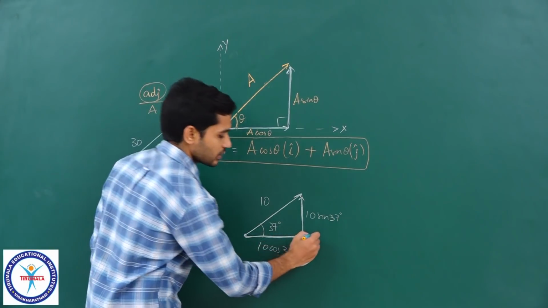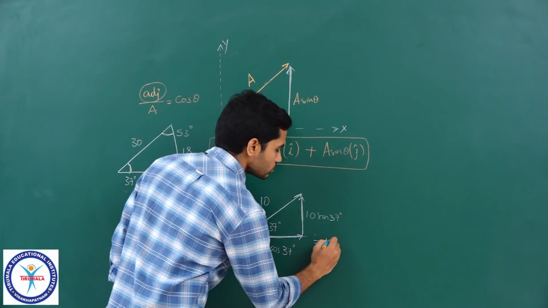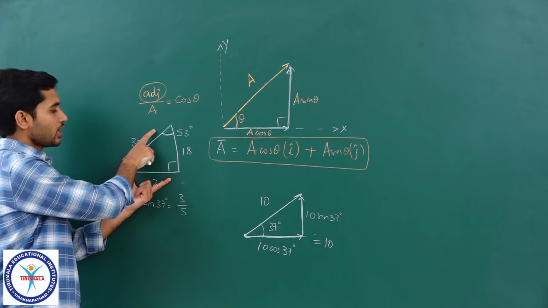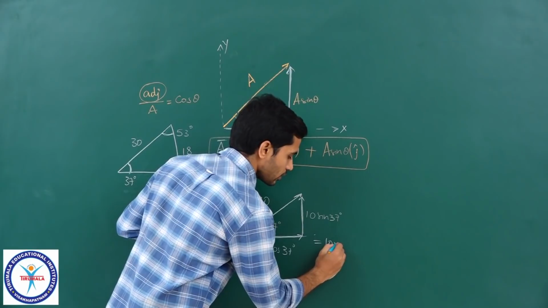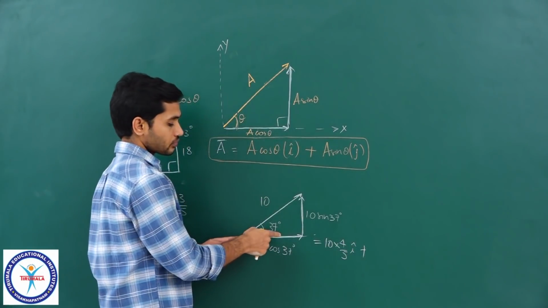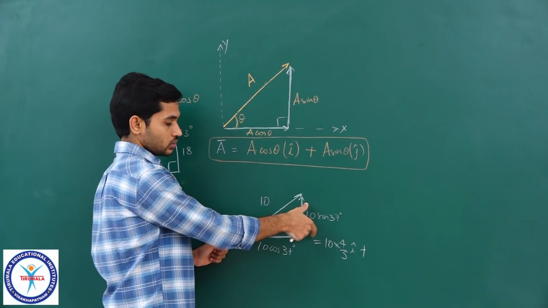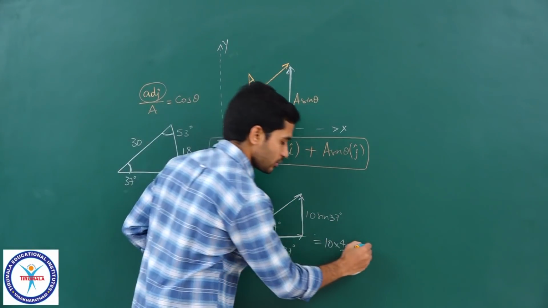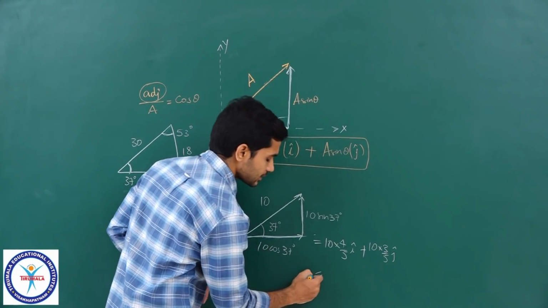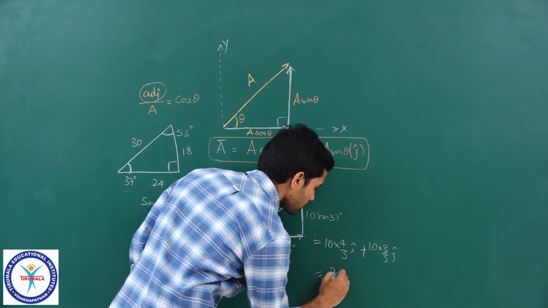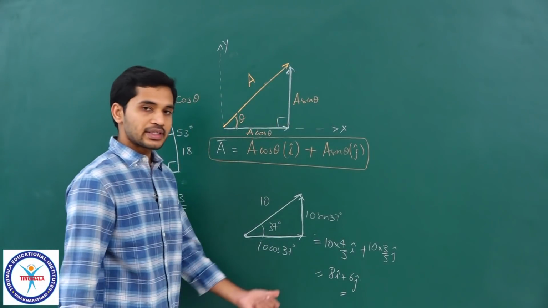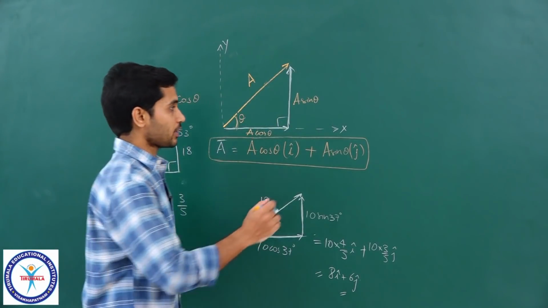That is it. Now, you can easily write this as 10 into, what is cos 37? Cos 37 will be adjacent by hypotenuse, which is 4 by 5. So, 10 into 4 by 5 i cap plus 10 into 3 by 5, since sin 37 is 3 by 5, j cap. So, the final result would be 8 i cap plus 6 j cap, right students. So, resolution of a vector is pretty simple, right.